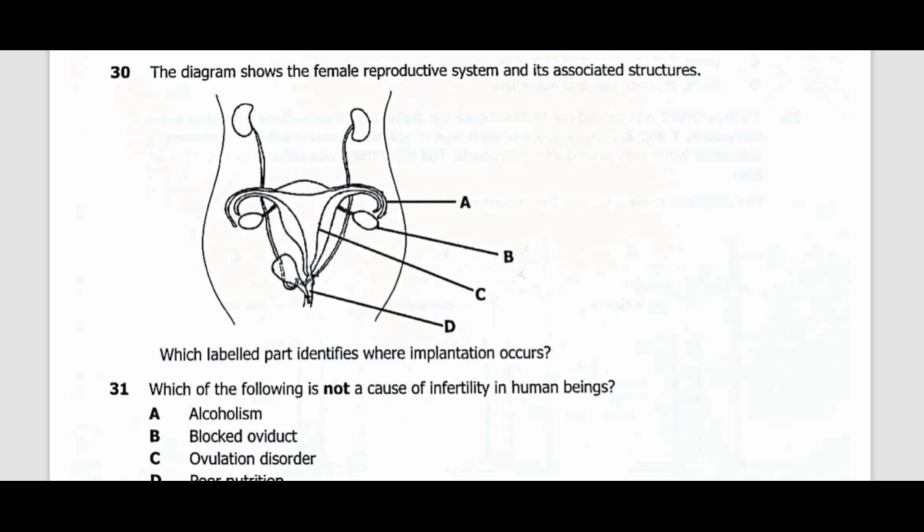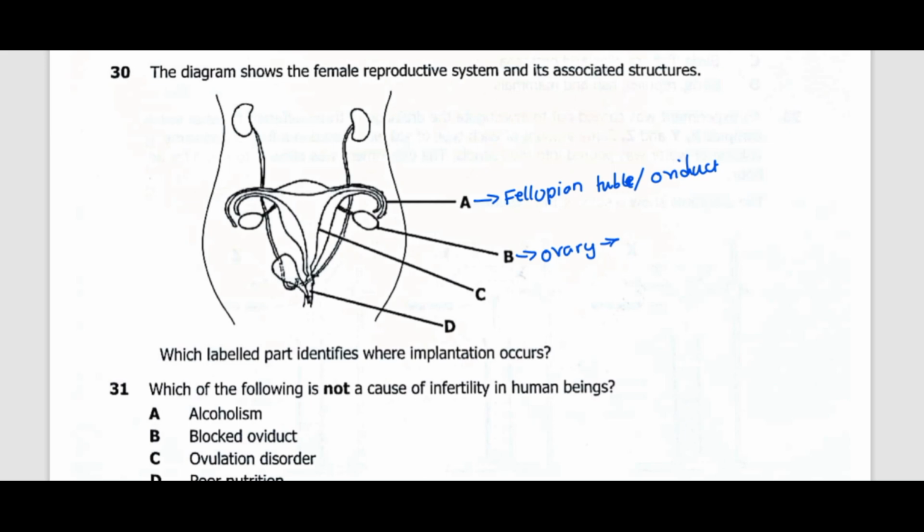The diagram shows the female reproductive system and its associated structures. So we have B is the ovary, and the functions of the ovary include producing or releasing an egg every 28 days, also production of hormones such as estrogen. Then our A, this is the fallopian tube. We know that this is where mostly fertilization occurs. The fallopian tube is also known as the oviduct.